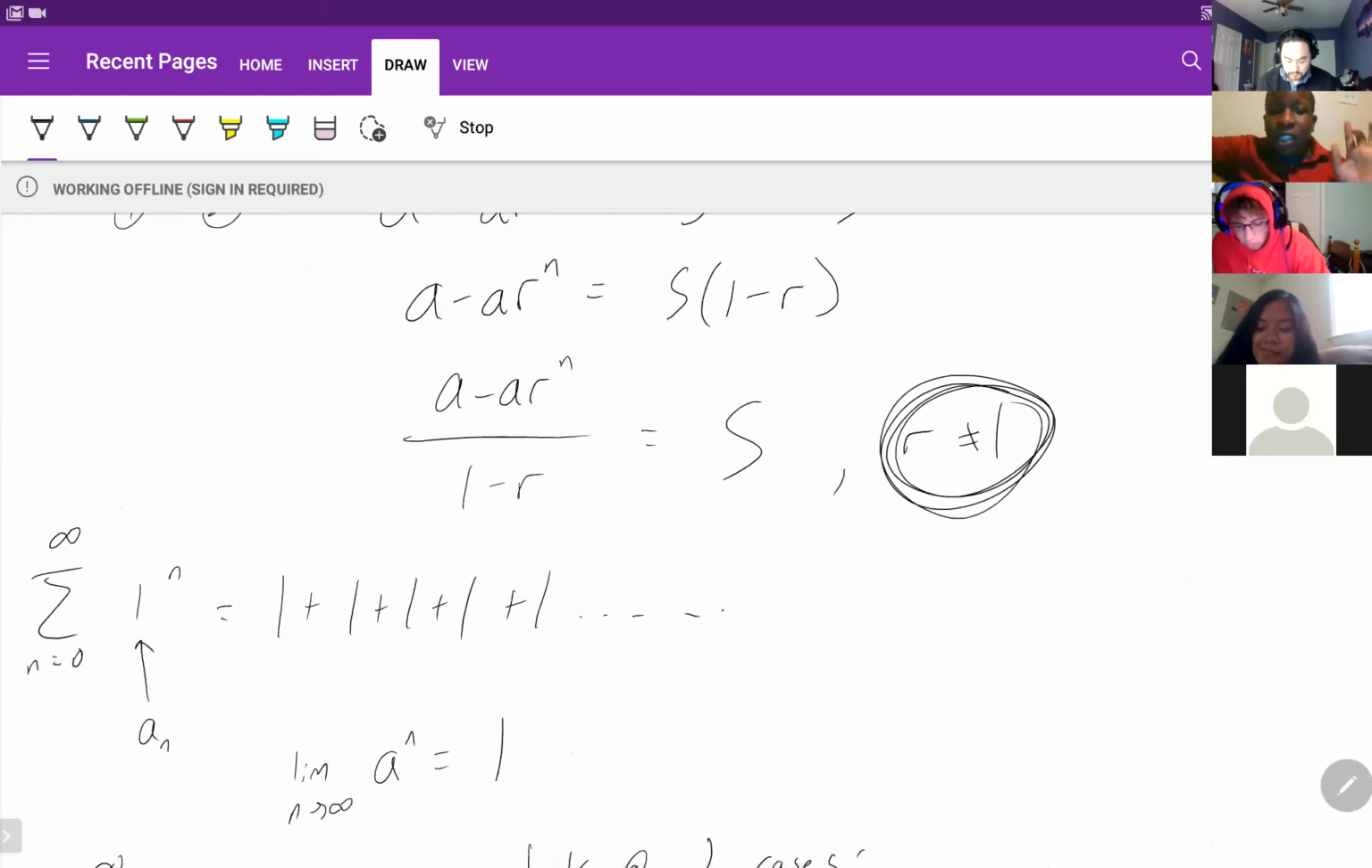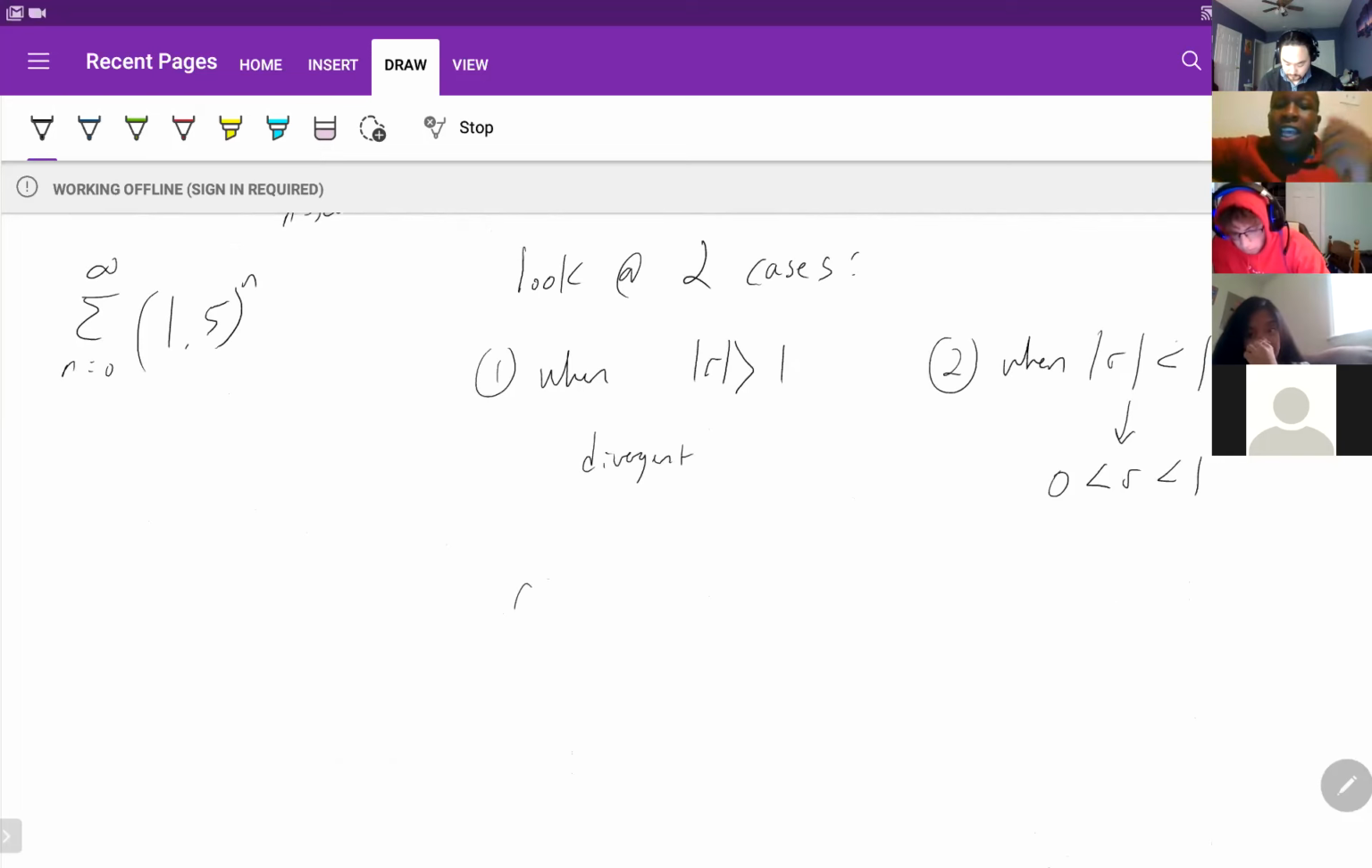Wait, I have a question. Yes. If we have a quiz or a test and the R is greater than 1, could we just automatically put divergence, or do we have to go through the whole process? I'm going to explain that in a second, okay? Give me a second here.